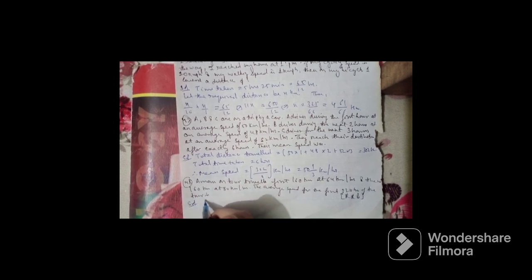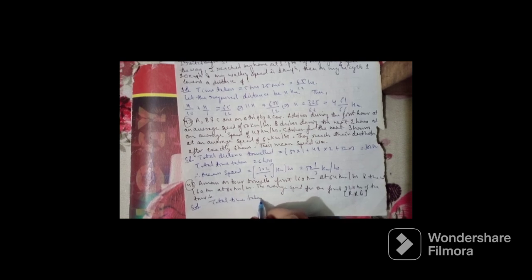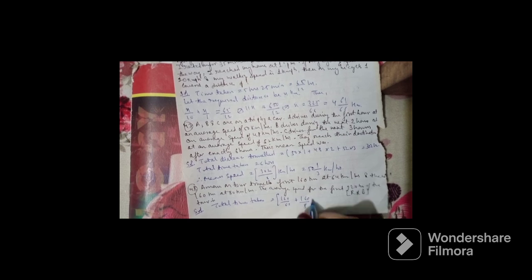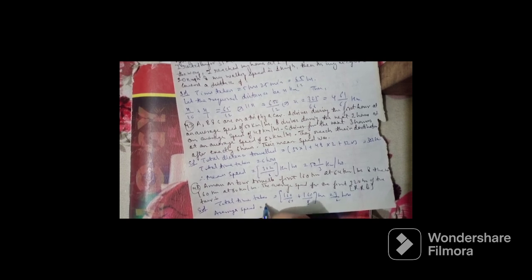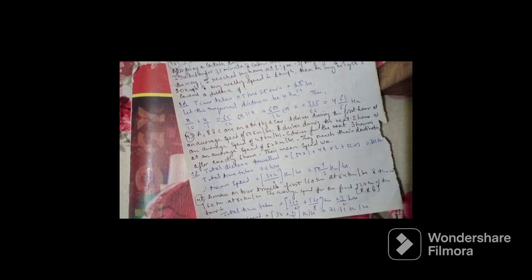Total time taken equals 160 upon 64 plus 160 upon 80 hours, which equals 9/2 hours. Average speed equals 320 into 2/9 km per hour, which equals 71.11 km per hour.